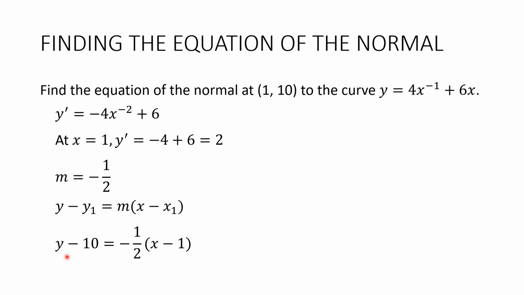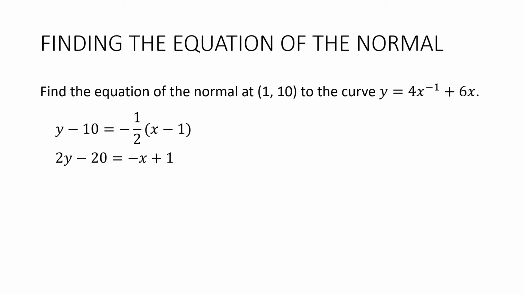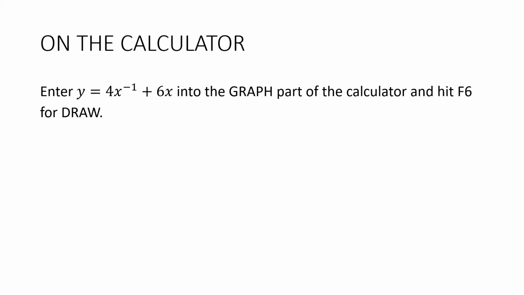So 2 comes over, it's 2y minus 20 equals negative x plus 1. Like that. And then all I've got to do is take the x to the side where it's positive, which is over here. So tidying it up, here's the equation of the normal. x plus 2y minus 21 equals 0.